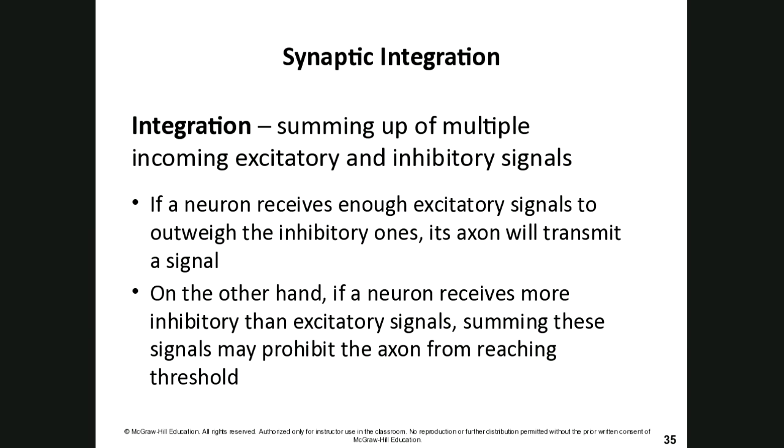So integration is really just the summing up of all of these excitatory and inhibitory signals that are coming into this nerve. So if a nerve cell was to receive more excitatory signals than inhibitory ones, then an action potential will be generated. On the other hand, if there are more inhibitory signals sent than there are excitatory signals, then it's going to have more of an inhibitory response.